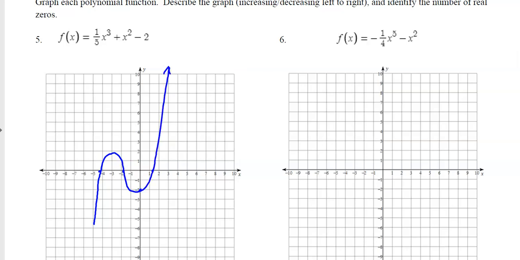So describe the graph increasing and decreasing. So when you're going from left to right, so from here to here, this is an increase. All right, so we are increasing, then we decrease, then we finish with an increase.